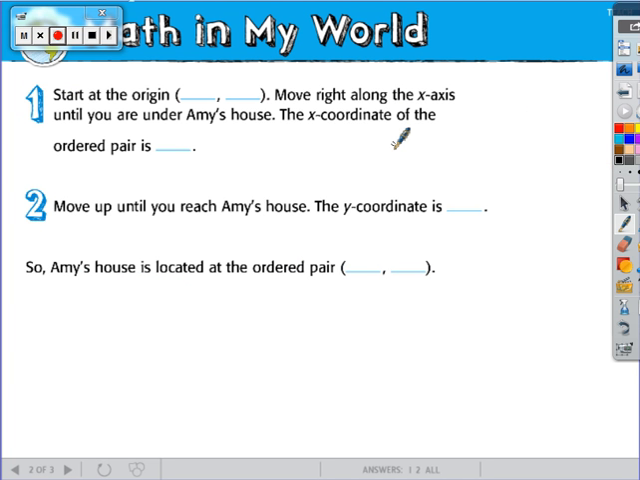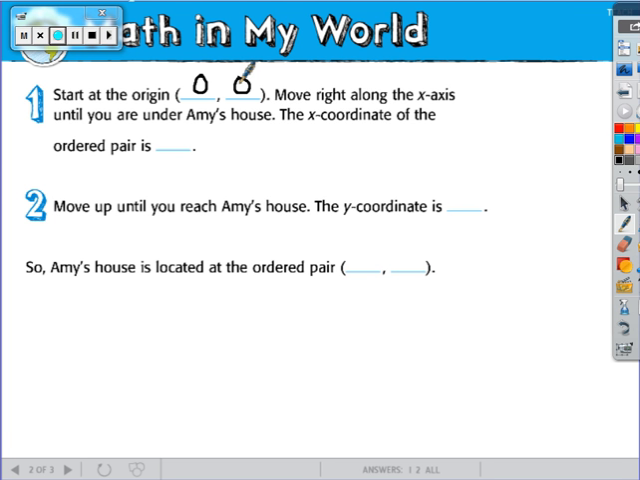So we're going to start at the origin. The coordinate pair that represents the origin is what? We talked about where the origin is. What is the origin? 0. 0. On which axis? Both. So that means our coordinate for the origin is 0, 0.